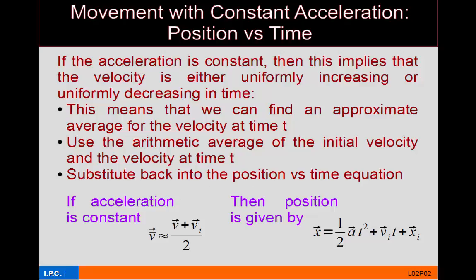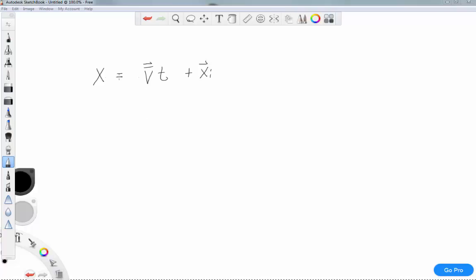So what would that look like? Recall that our position versus time equation looks like this: x equals average velocity times time plus x initial. And this is true regardless of whether the velocity is constant, regardless of whether the acceleration is constant. This is in fact a true definition for the average velocity. If you want to find the average velocity, what you do is you take the change in position, or in other words x minus x initial, and you divide it by the time that change in position took. That is a definition, so this is true regardless of what is happening with the acceleration.